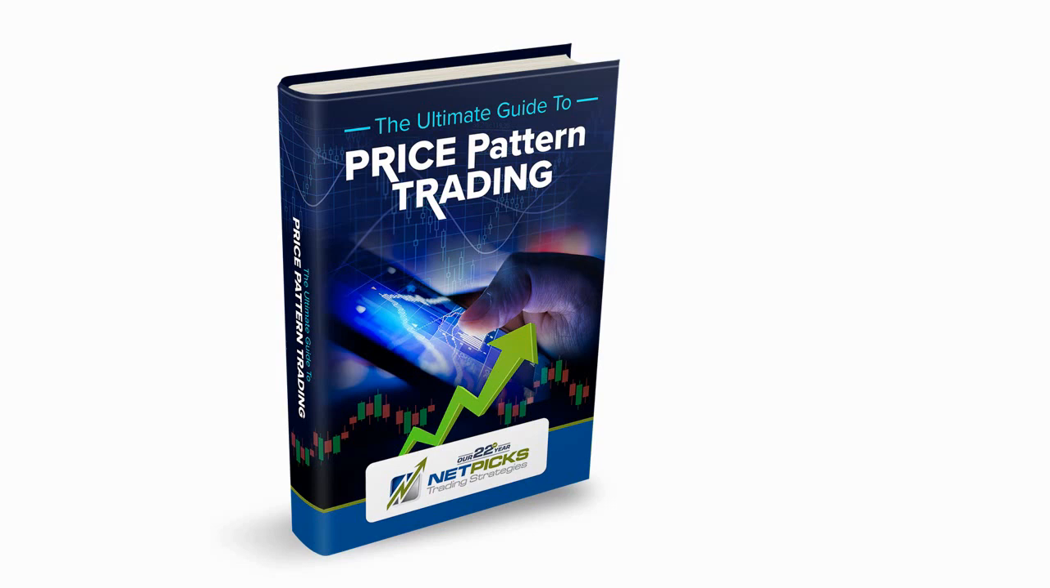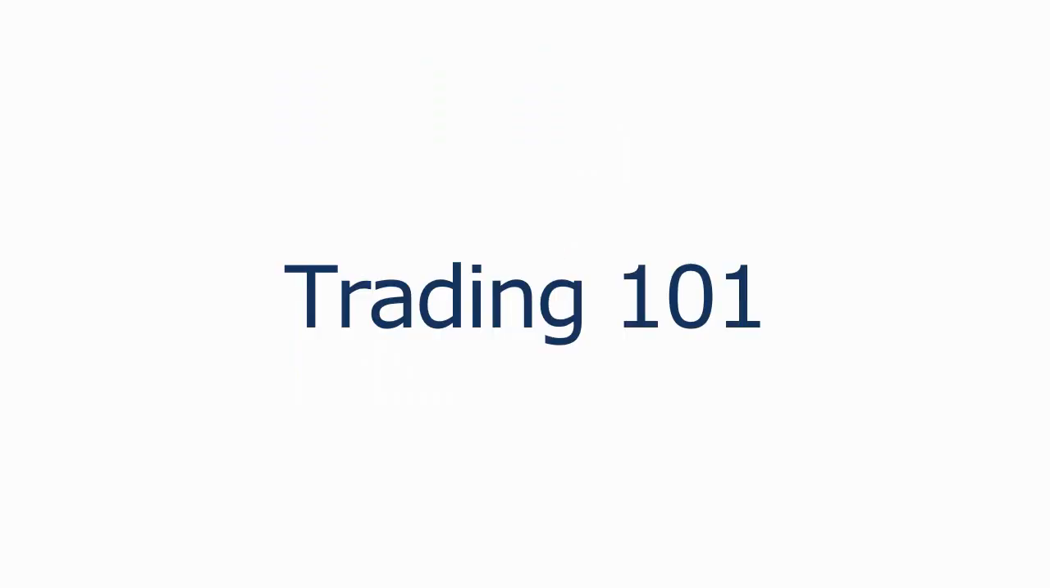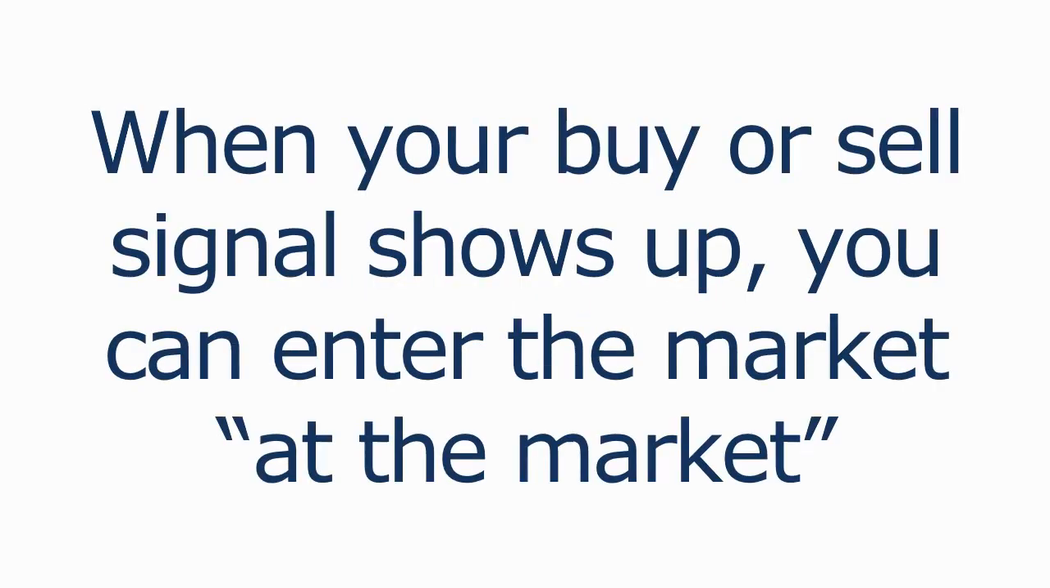So back to orders. Look, each one is going to serve a different need. So let's cover what I think we should be calling Trading 101. And the first one is a market order. And this is probably the most basic trade entry you're ever going to make. And all that is when your buy or sell signal shows up, you enter the market at the market, which means whatever price is available at that time.